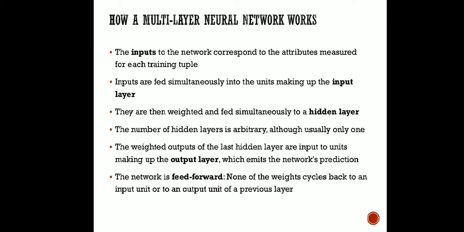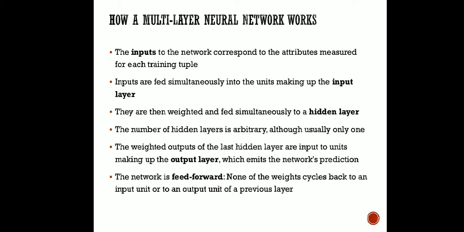Now you have seen that the inputs to the network correspond to the attributes measured for each training tuple. These inputs are directly fed to the input layer. Each layer can be made up of any number of units. Whatever inputs we get, we feed them to the input layer having different units, and then a weight is associated with the edges going out of the input layer and fed to the hidden layer. You can compare it with the diagram in the previous slide.